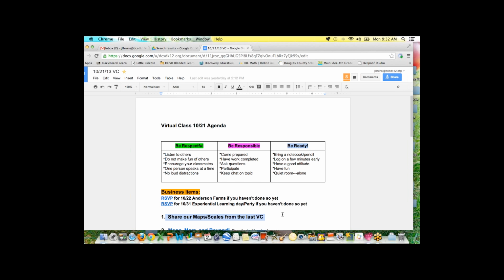First things first, let's start by sharing our maps and our scales that we created. You could have done any room in your house, your bedroom or living room or whatever you wanted. Do I have any volunteers to go first?